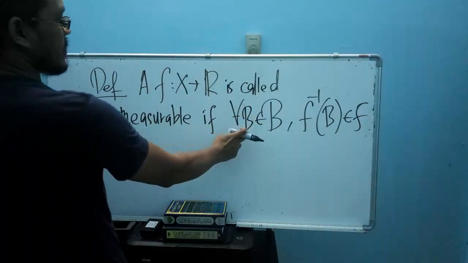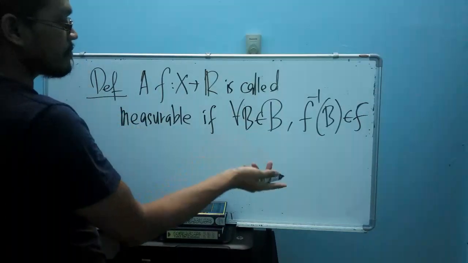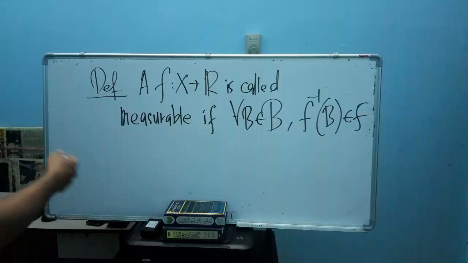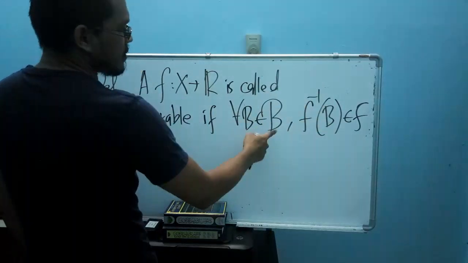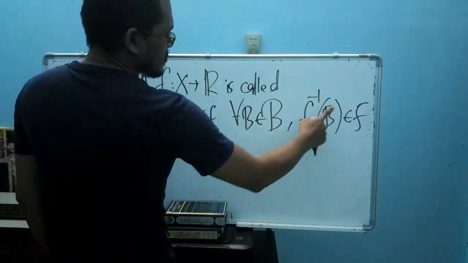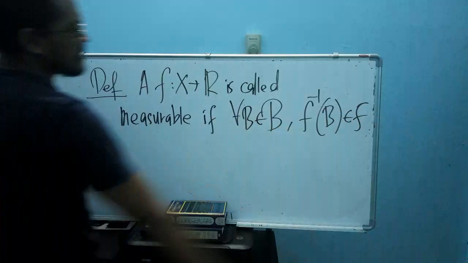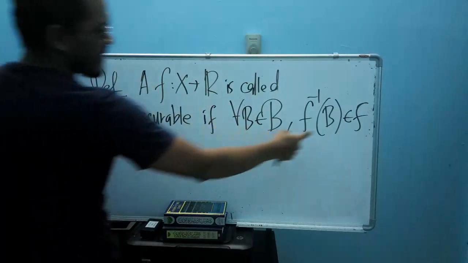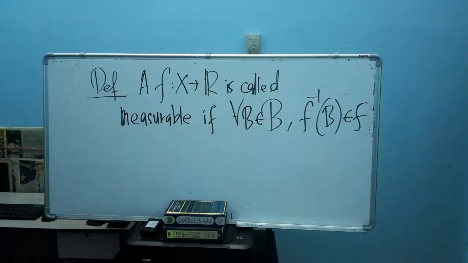Of course, when you consider any Borel set, what do you mean by Borel set? A Borel set means an element of the Borel sigma algebra. And you consider all Borel sets, meaning you consider all elements of the Borel sigma algebra and find the pre-image of all of them. This pre-image of all elements of the Borel sigma algebra should be inside the sigma algebra. Of course, this Borel sigma algebra is from the second measurable space, and this sigma algebra is from the first measurable space. So therefore we call our function measurable.